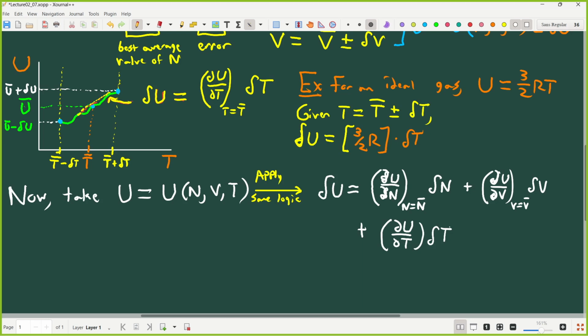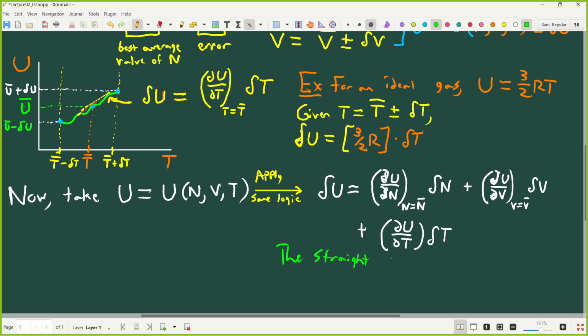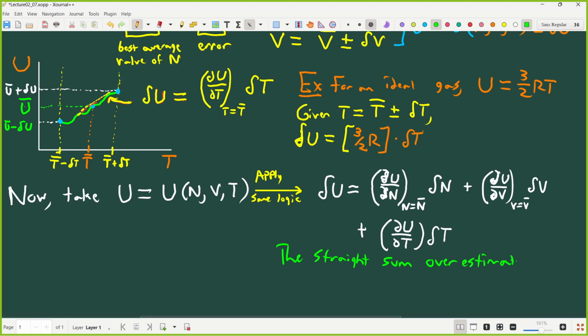And there's nothing wrong with that. This will give you an approximation for the error in u, because it's the sum of the errors across each of the different coordinates. But it turns out that this always overestimates the error. This is what we call a worst case scenario. As we'll see, the straight sum overestimates the error, and is considered worst case.